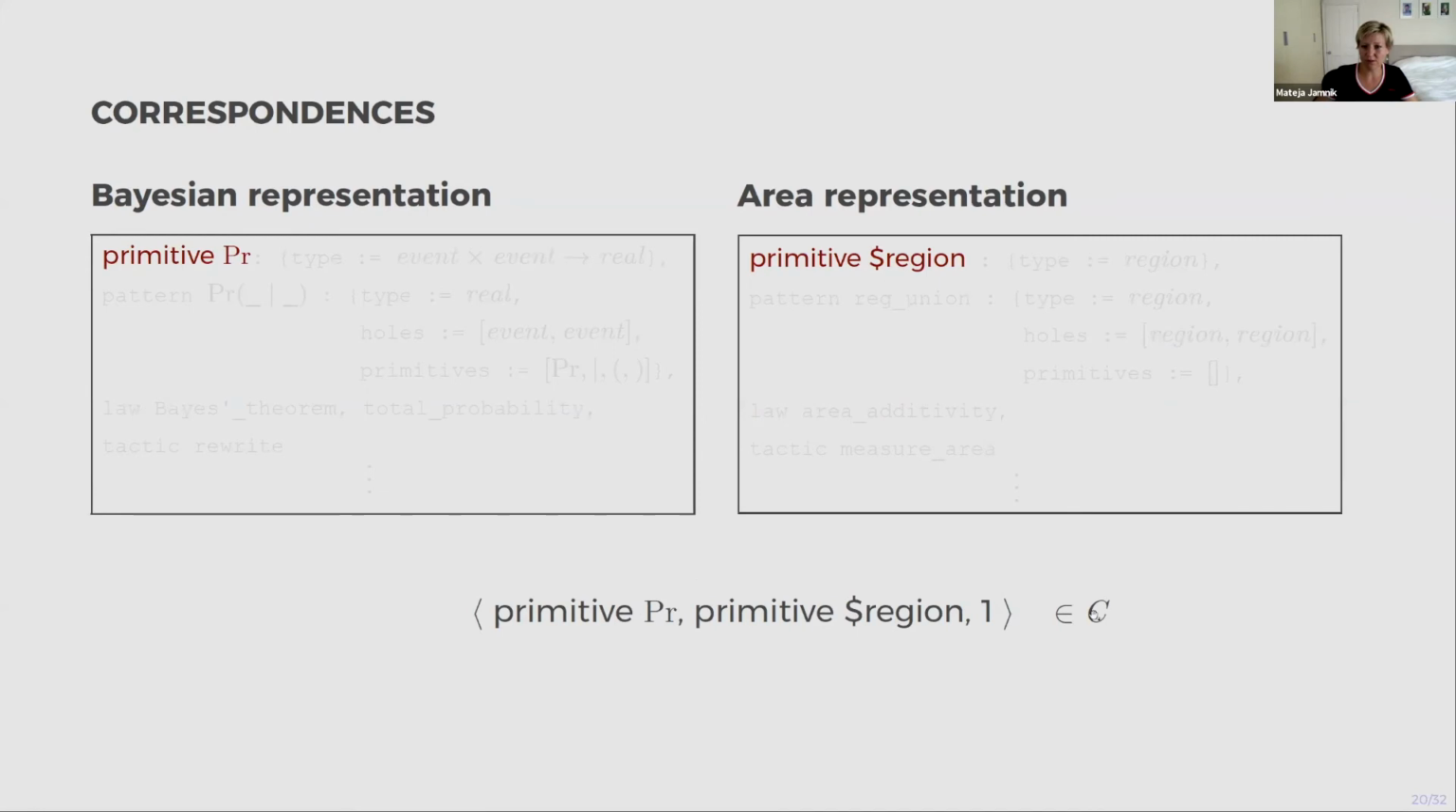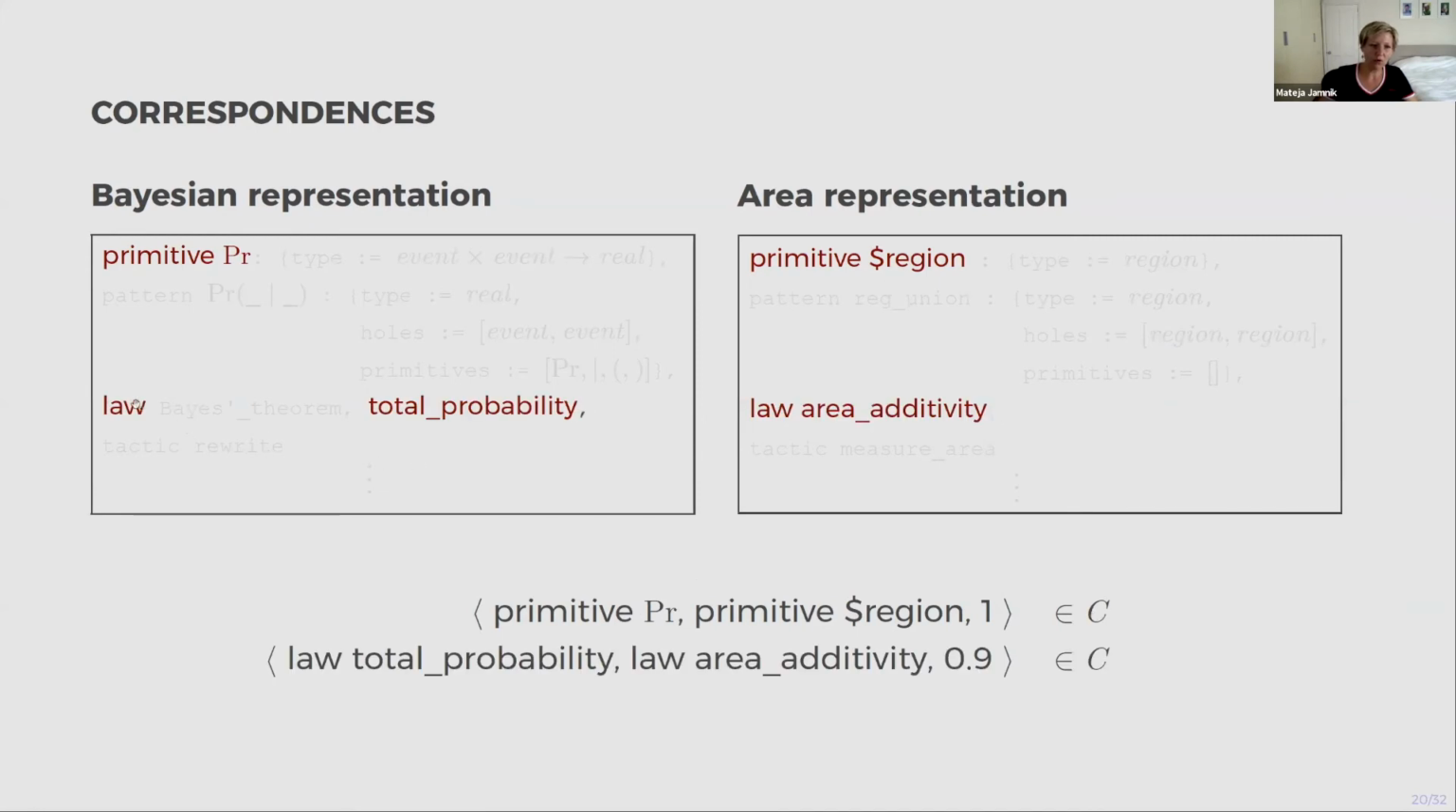and here is my first correspondence that is part of my set of correspondences. Here's another one. So the law of total probability very much corresponds to the law of adding up the areas. And so it's very important. So I assign it high importance here. And here's my next correspondence.